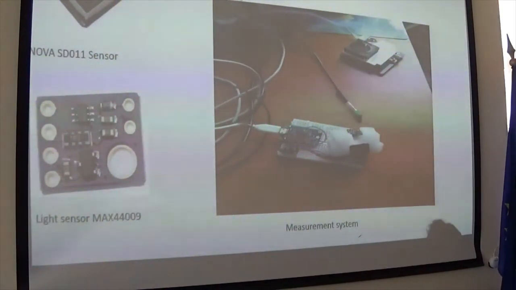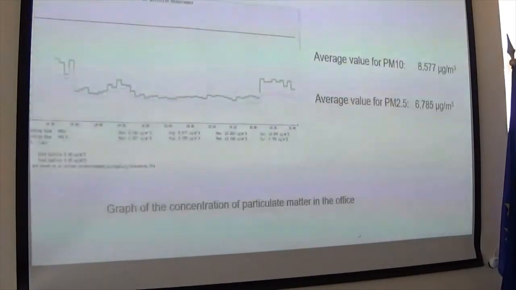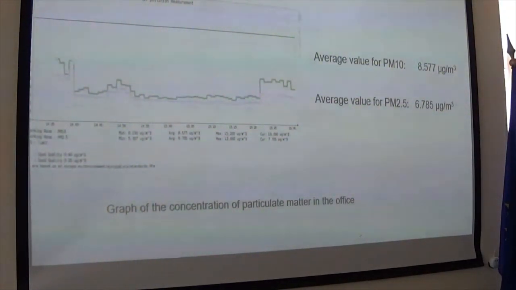We conducted a series of experiments. The real experiment was made in an office room, and the sensor unit of the system was placed on the work desk. The measurements were performed for about 1 hour, and the received results are presented in graphical form.